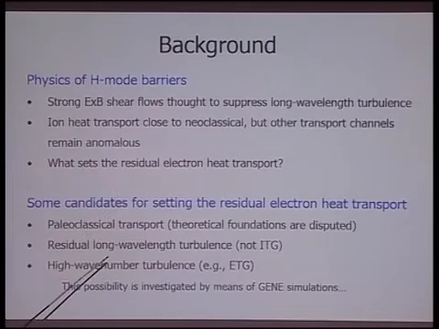That's the question. Now there are some candidates to answer this question. One is paleoclassical transport, something put forward by Jim Callen, but it's disputed, to say the least. Then maybe there's residual long wavelength turbulence, drift wave ITG or something. That's unknown. And then there's the possibility of having high wave number turbulence. This last possibility is what we try to investigate using GENE simulations. I'm not saying that we prove something. We just try to explore whether that third possibility is a viable candidate.